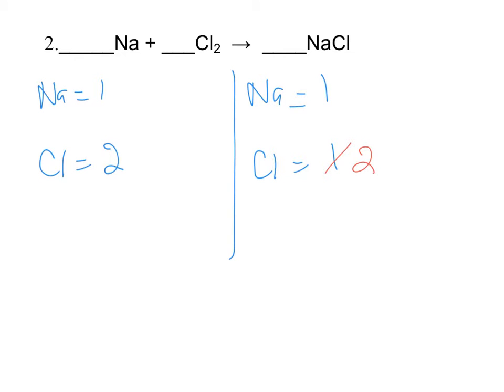So when I change that to a 2, I got to move that 2 up here. So that one now becomes a 2. When I do that, my Na gets changed to a 2. And since I have 2 over here, I must make a 2 over here. So therefore, I'm going to make that a 2. And so I need to bring it up. And now I have 2 Na, which balance itself, and 2 Cl, which balance itself.